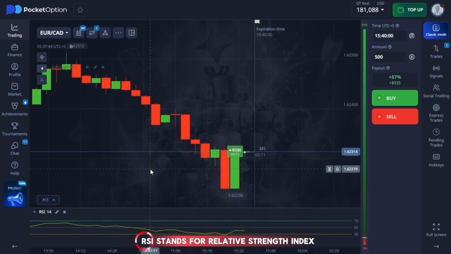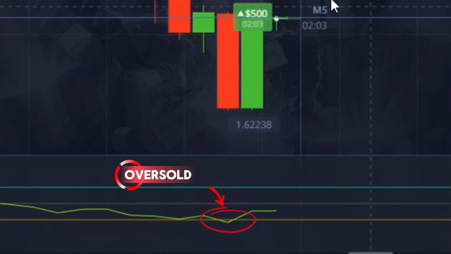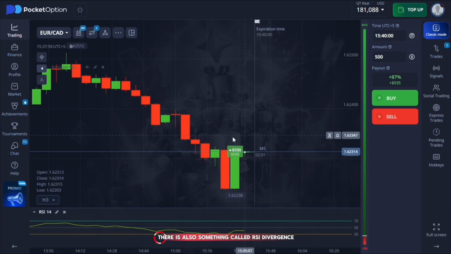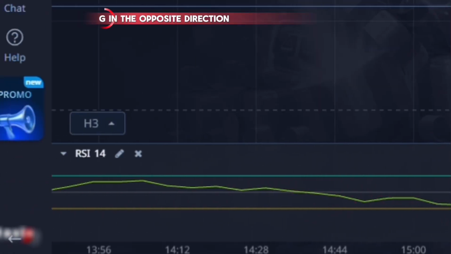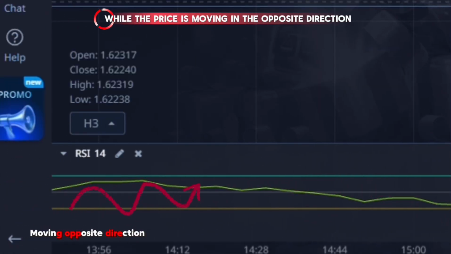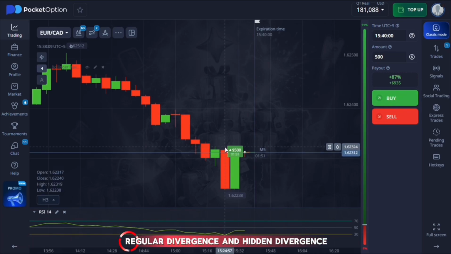RSI stands for Relative Strength Index, and it's a momentum oscillator. It simply shows you when the market is in an overbought or oversold condition. There is also something called RSI divergence. This happens when the RSI is moving in one direction, while the price is moving in the opposite direction. There are two types of RSI divergence: regular divergence and hidden divergence.